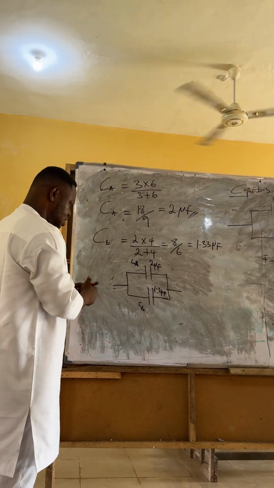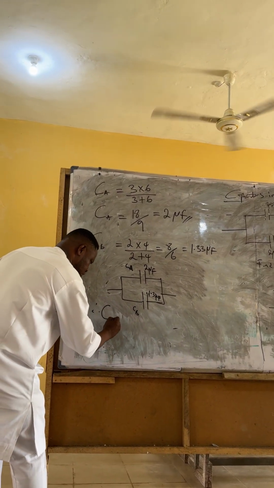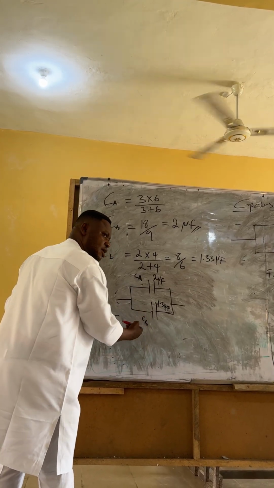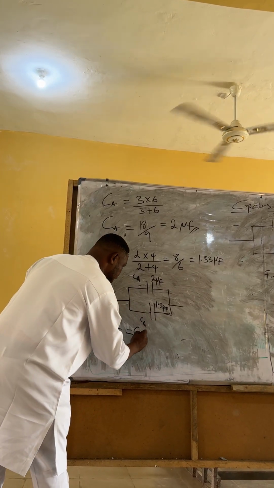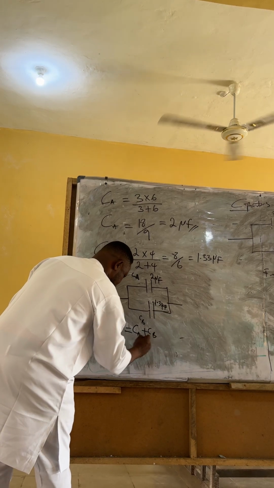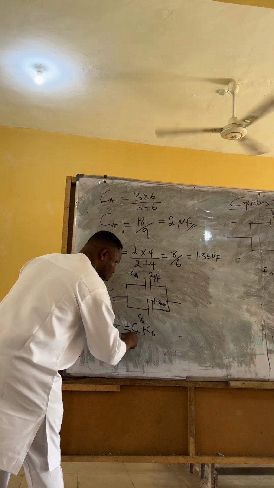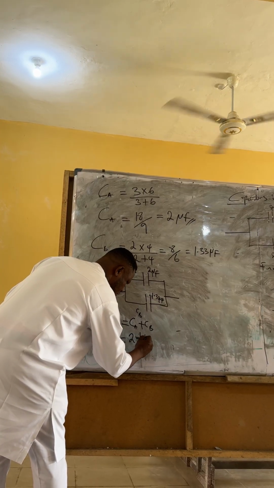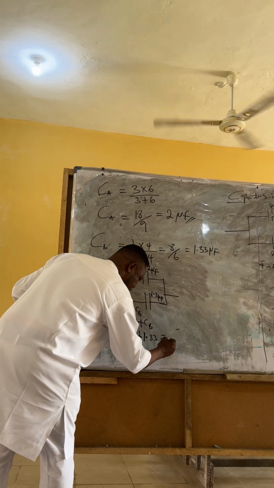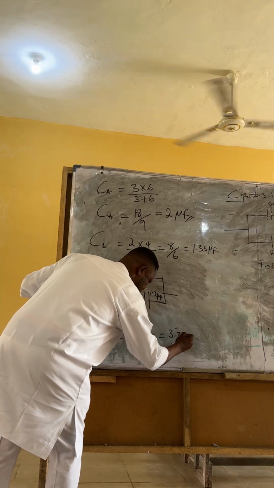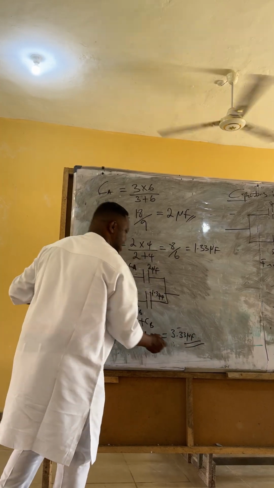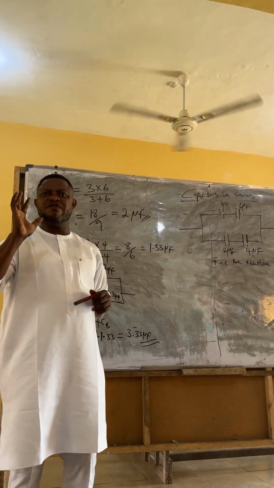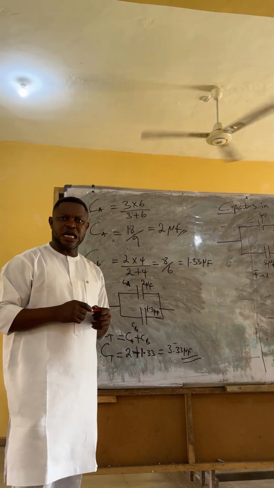You add them up. Since the two of them are in parallel, you add. So our C total or C effective will be CA plus CB. What is CA? 2 plus 1.33. That will give you 3.33 microfarad. Leave it there. That is how to reduce that. Any unbeliever? Please look at it very well. If you don't understand, you ask a question.